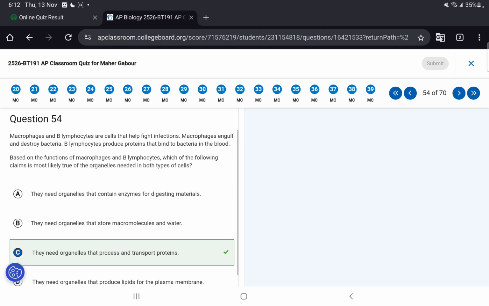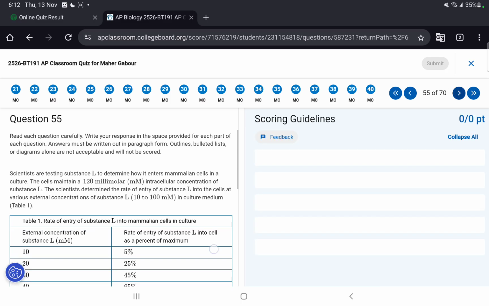What creates proteins? The endoplasmic reticulum. And what do the endoplasmic reticulum and the Golgi complex have in common? They both transport proteins, right? So they need organelles that process and transport proteins. Okay? Is that it? Yes, that's it. Oh my god, thank god.